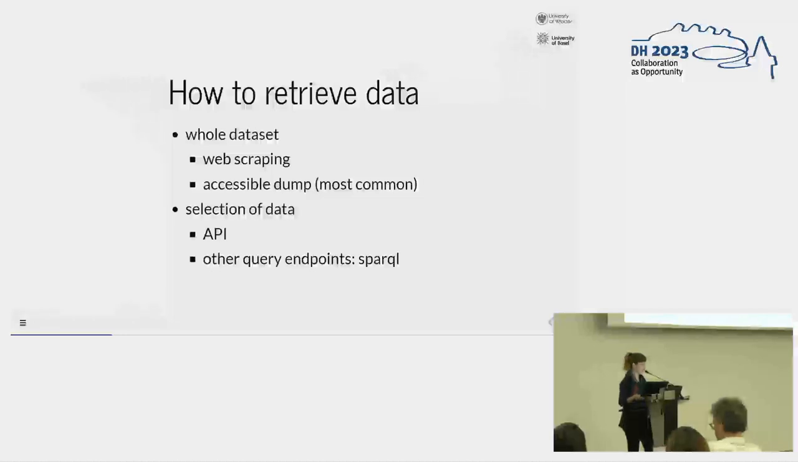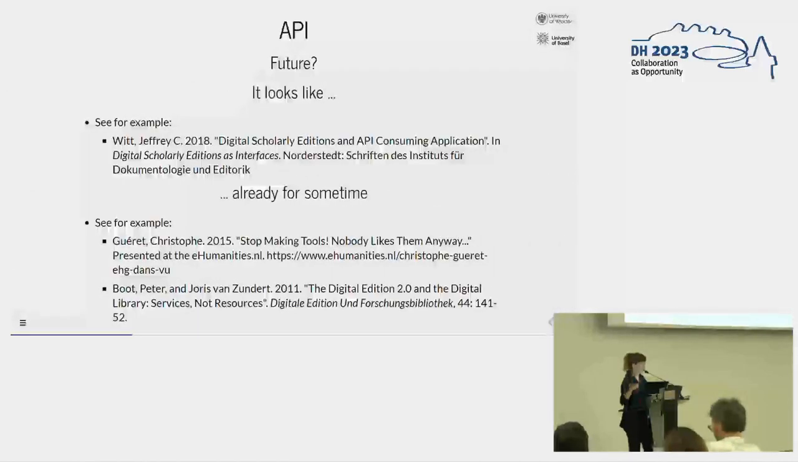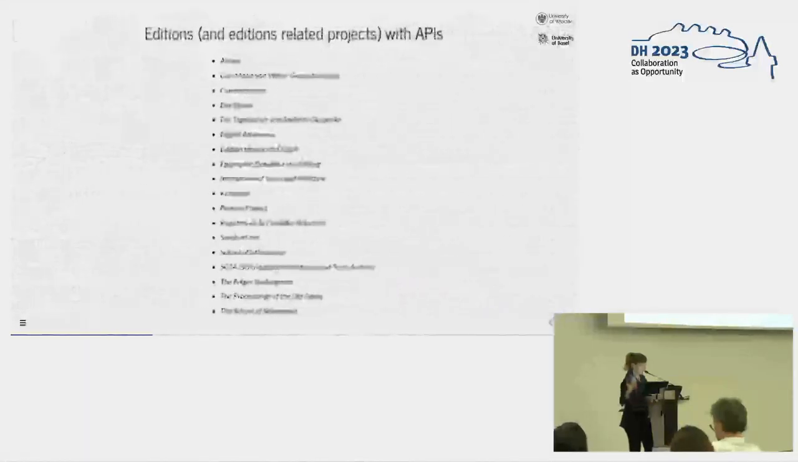An API, or application programming interface, is a mechanism that enables an application or a service to access data from another application or service. And APIs seem to be the future, but they have seemed to be the future already for some time. So if we look at articles already from the last decade, we see that there was already a lot of talk about APIs. In concrete, when we look at editions, there is still just a minority of them that provide an API for the user to retrieve the data and that also document this API in the context of the editions. So these are the ones I found based on the catalog of Greta Franzini and the articles in the RIDE journal, on some Twitter threads, and on direct and indirect experiences. But if you have more in mind, please, I would be very happy to know about them.